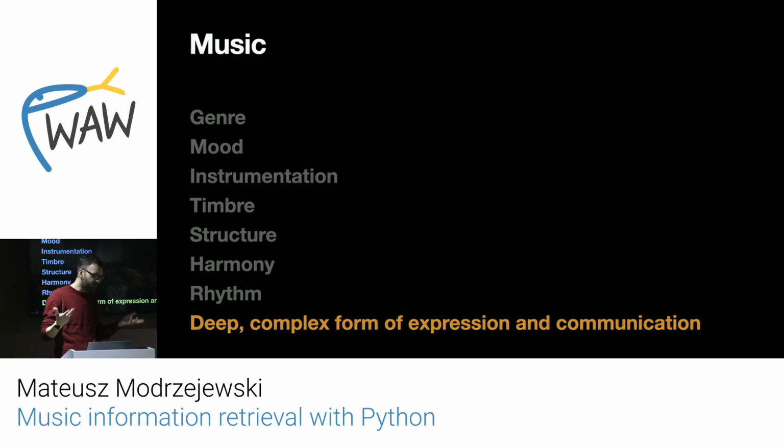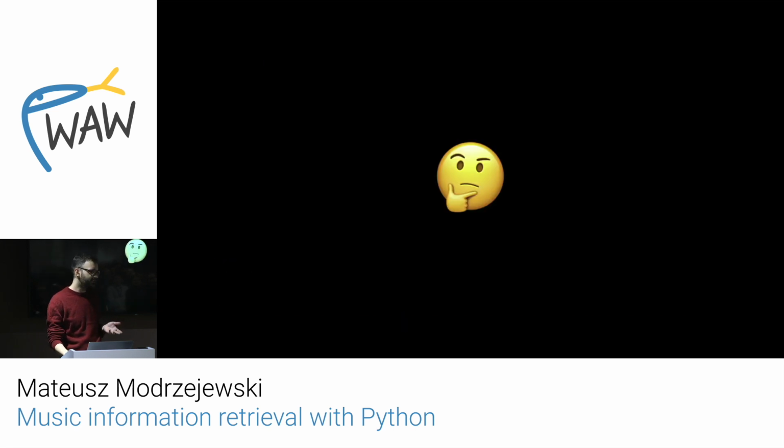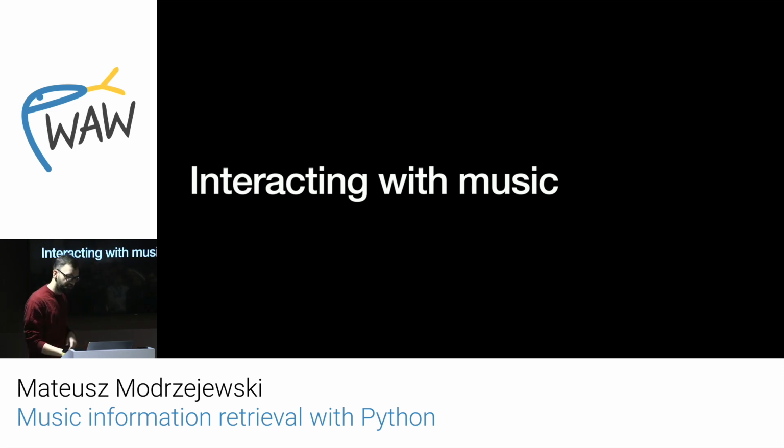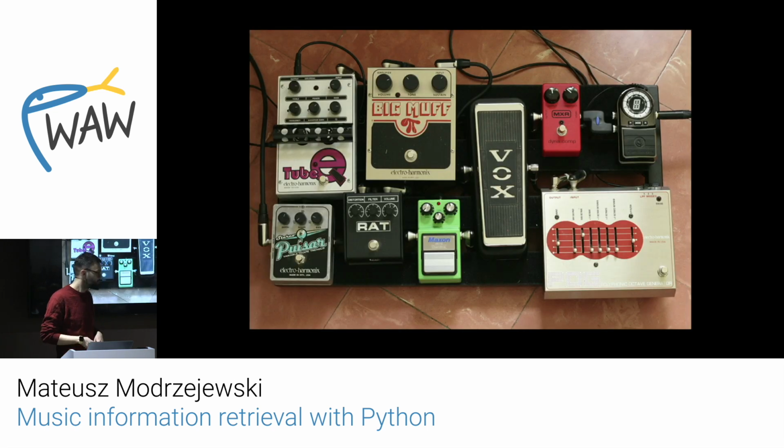So I think we can agree on the fact that it's a pretty deep and complex form of expression and communication. And how the heck do we interact with this thing using programming and the stuff that we're comfortable with? Well, that's the first question that we'll try to answer today. It turns out that Python has a pretty rich ecosystem of how you can do things. So who knows what this is?